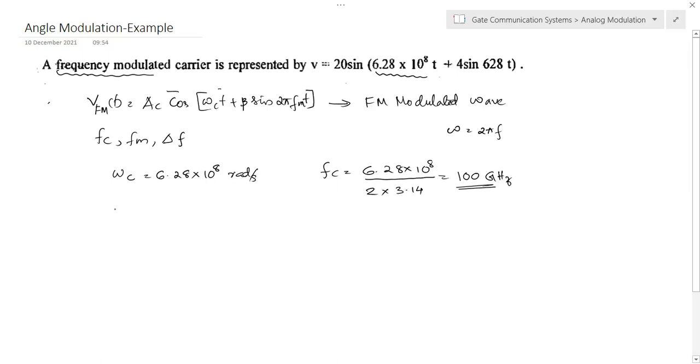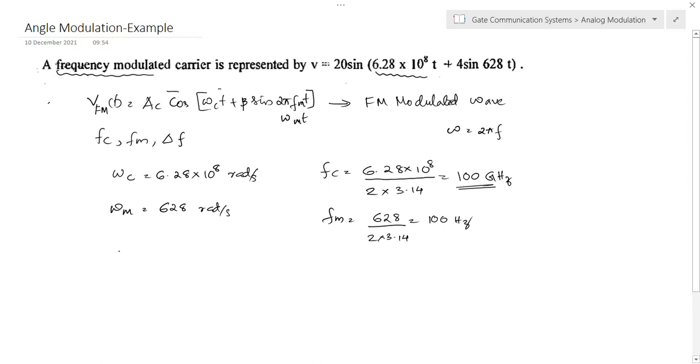Now similarly, you can find omega m. That's the modulating signal frequency, the 2 pi fm t, or simply omega m into t. So that is 6 to 8 in this particular case, 6 to 8 radians per second. So from this you can write fm is equal to 6 to 8 divided by 2 into 3.14. And if you simplify this, you will get 100 hertz. Okay.